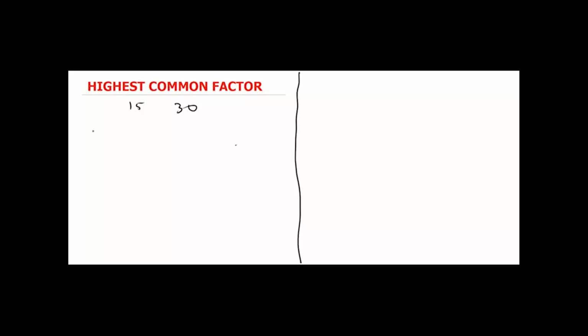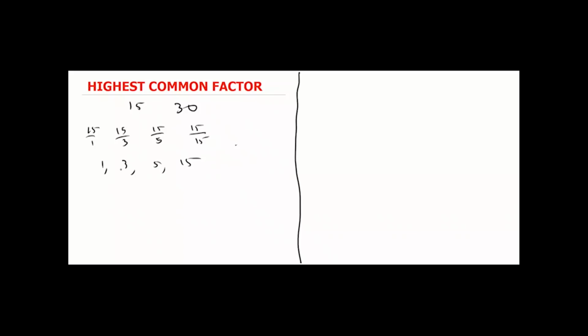So let's write out the factors of 15. The factors of 15 will be all the numbers that can divide 15. So we know 15 by 1 is possible, 15 by 3 is possible, we have 15 by 5 is possible, then we have 15 by itself. So that means factors of 15 will be 1, 3, 5 and 15.